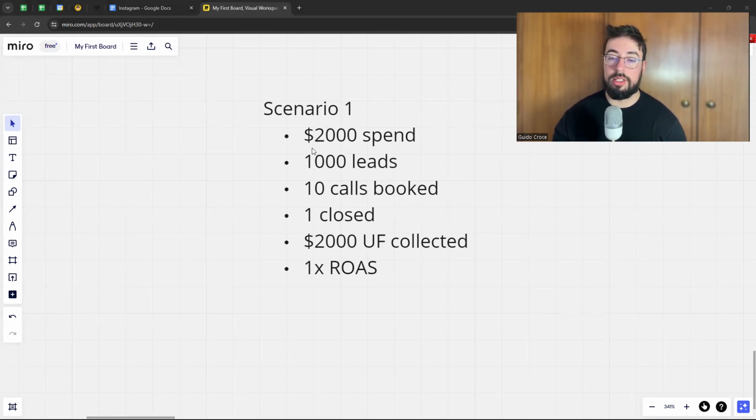It's not the spend. Now, if the reason why we cannot book as many calls, or the ones that we book don't close, is because everybody's unqualified, and then we barely collect any upfront, right? Because they are unqualified, then that could be the ads. But besides that being the case, which is unlikely, it's probably something else.